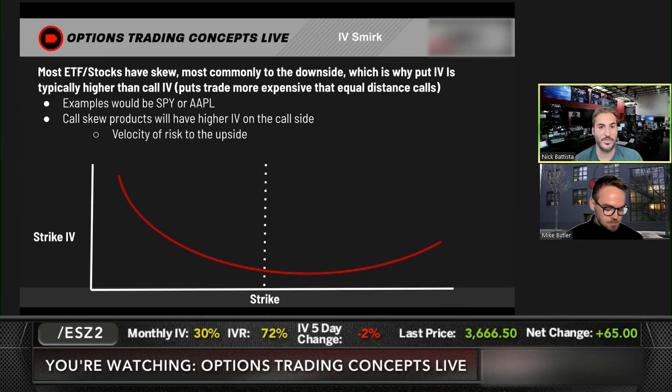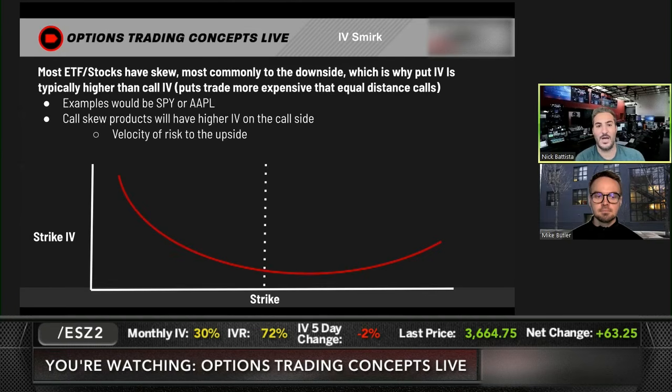So if you look at selling a 30 delta put, it's going to be further out on the curve relative to the call. And that's because of the presence of skew. So it's always a representation of the velocity of risk. You can see there are stocks that have call skew, and the smirk will be flipped, and you'll have lesser implied volatility on the downside, more implied volatility on the upside.